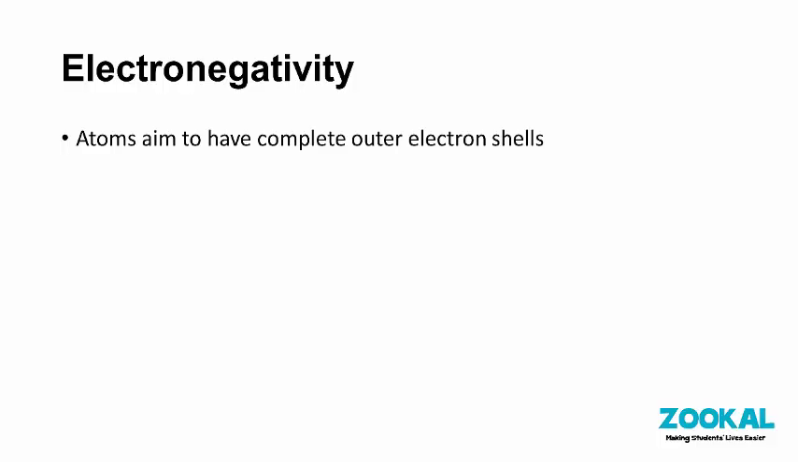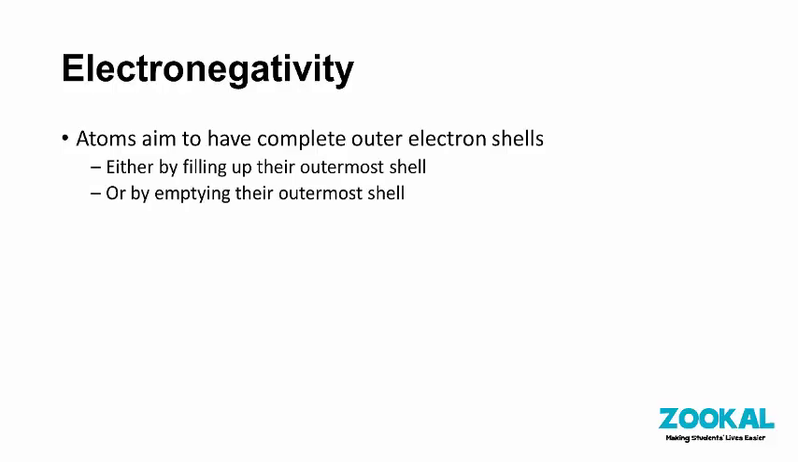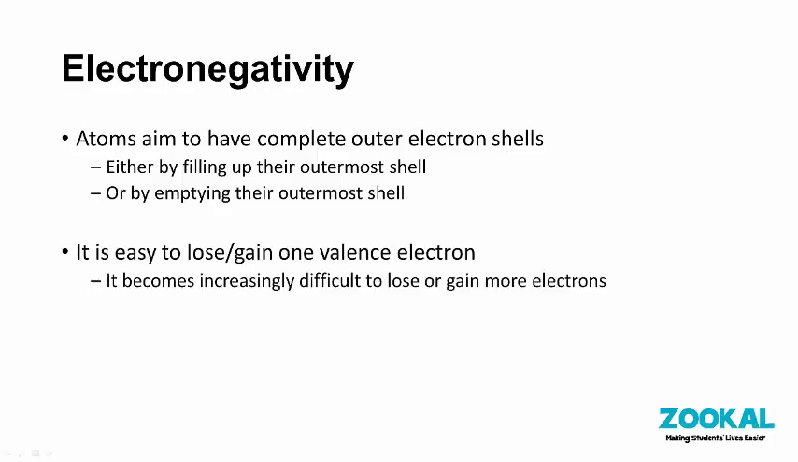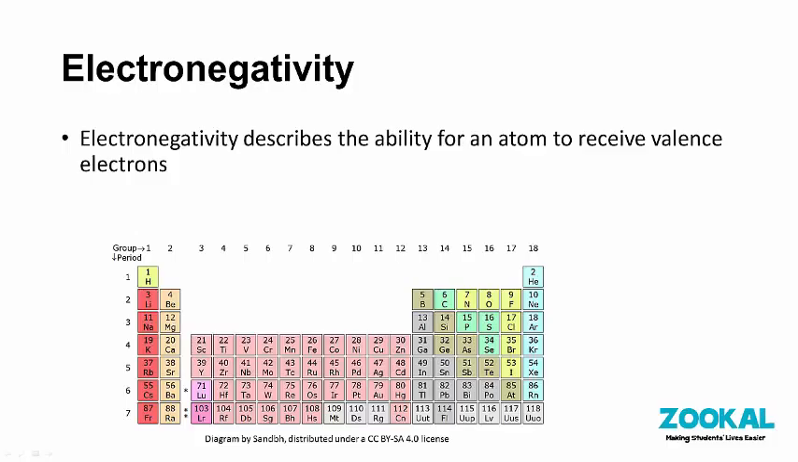For reasons we will discuss later, atoms aim to complete their outer electron, or valence shells. This can occur by either filling up their outermost shell, or by emptying it. It is easy to gain or lose one electron, but it subsequently becomes more difficult to lose or gain more electrons. We describe the tendency for atoms to lose or gain electrons as their electronegativity. More formally, electronegativity describes the ability for an atom to receive valence electrons.